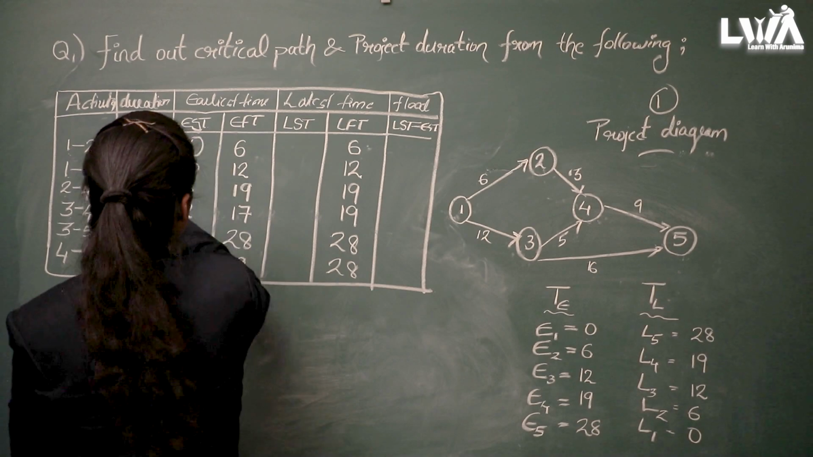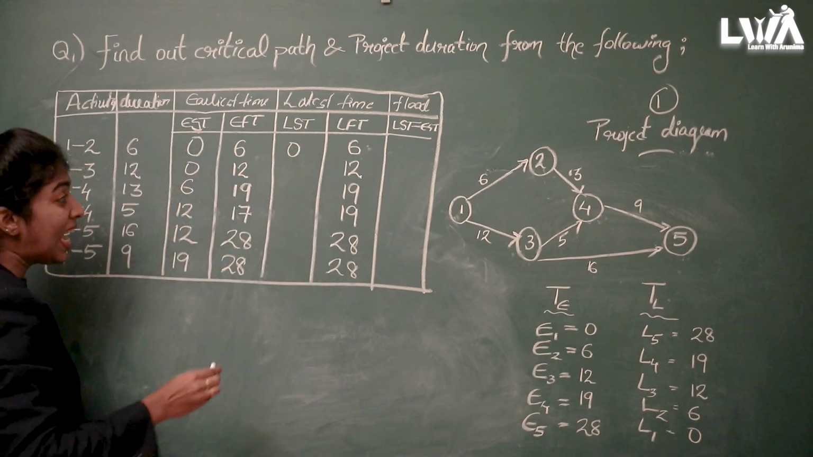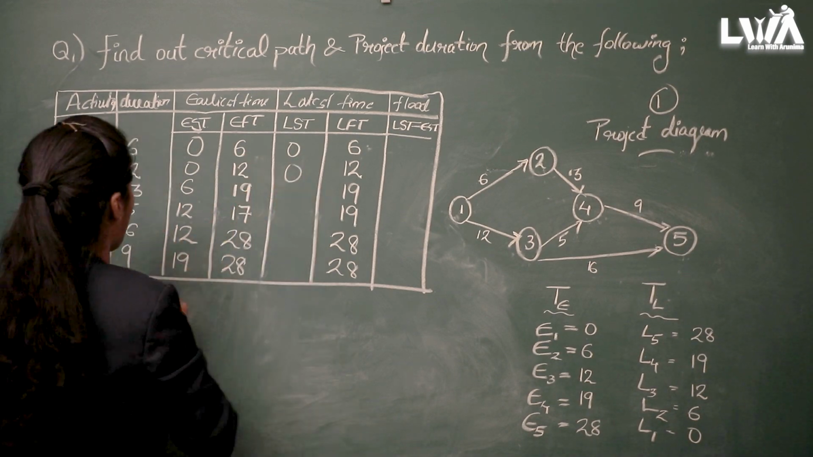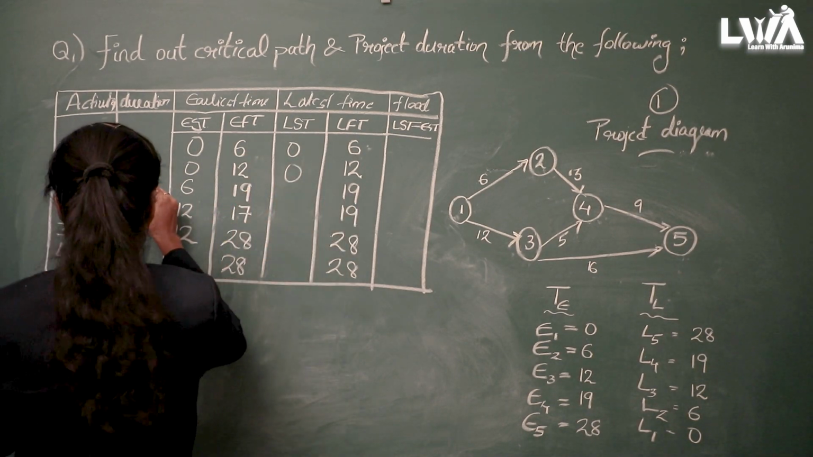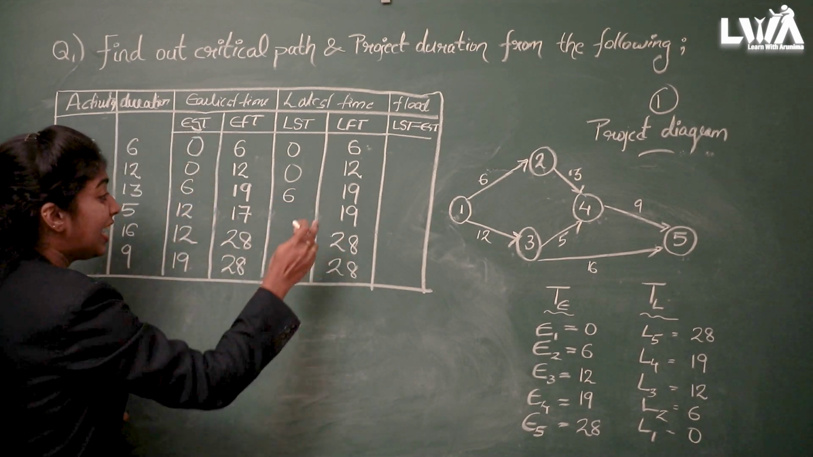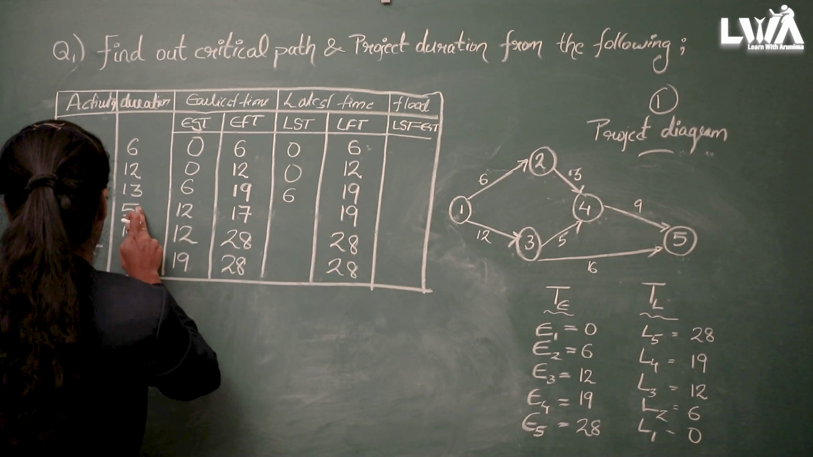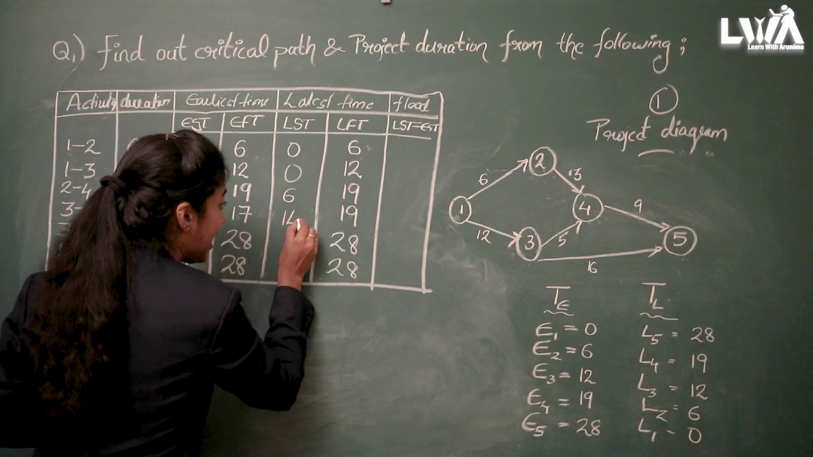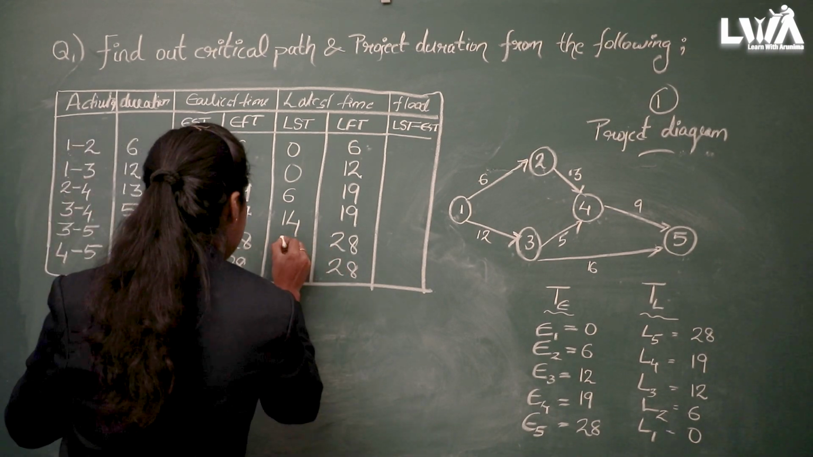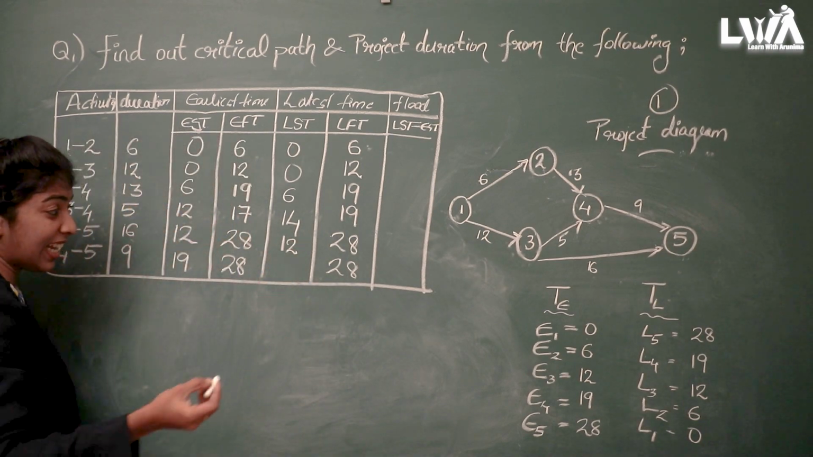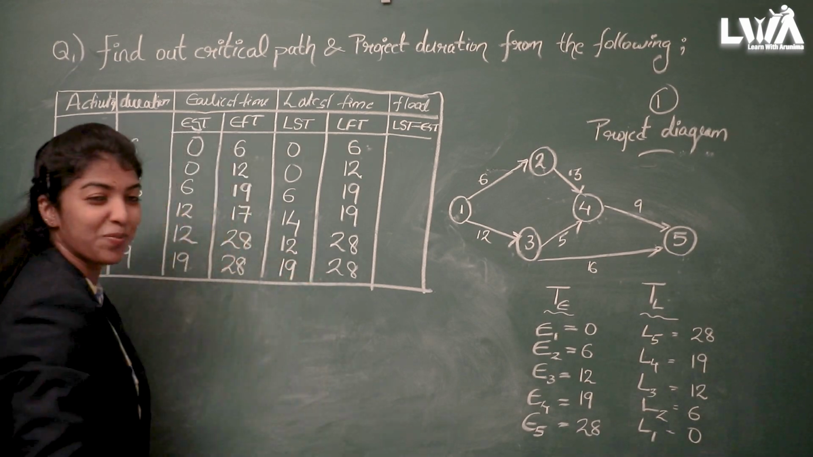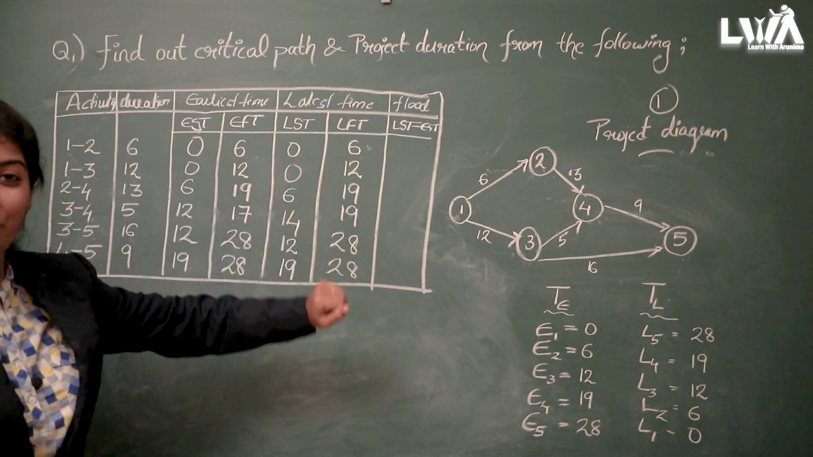Okay, so 6 minus 6, it is 0. Again, LFT minus duration. 12 minus 12, it is 0. Again, 19 minus 13, it is 6. Again, 19 minus 5, it is 14. Again, 28 minus 16, it is 12. And finally, 28 minus 9, it is 19. Now we have got all four values.